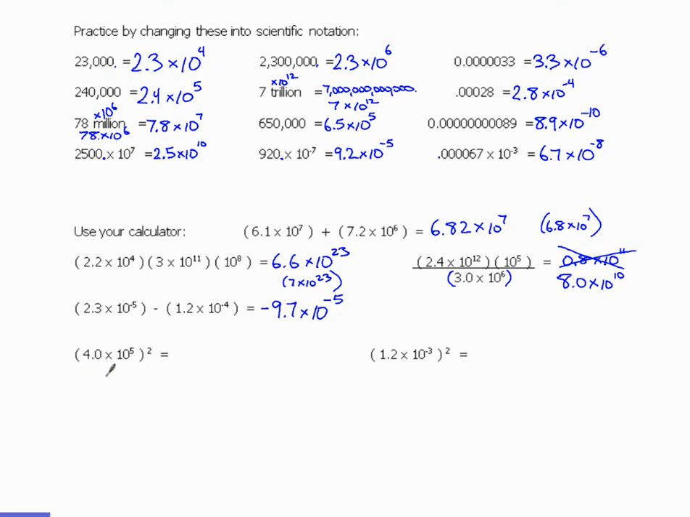We have 4.0 times 10 to the 5th, and we're going to square this. So when you square a quantity in scientific notation, we are going to square the coefficient first off, 16. And we are also going to multiply the exponents. So we would come up with times 10 to the 10th power. If you did this in your calculator, it would adjust it automatically.